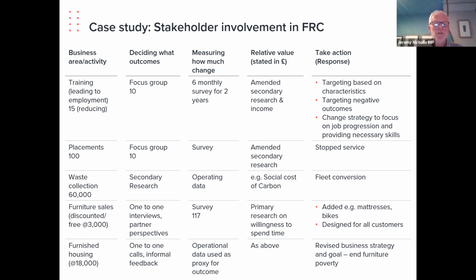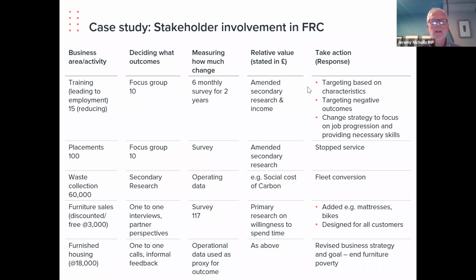Perhaps the more interesting ones are around the links between the furniture sales and the furnished housing, where we have been running one-to-one interviews mainly with people who are in the store and or customers who are in furnished housing. We have relatively small numbers of surveys on that. The interesting bit that we've been grappling with is what's come out of those surveys is a sense of people saying that the furniture they have contributes to their sense of being in a home. And that really is the outcome, that they have a home.